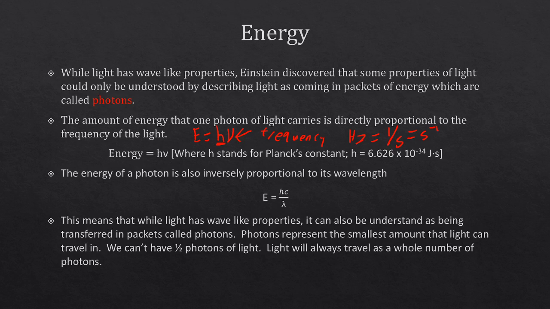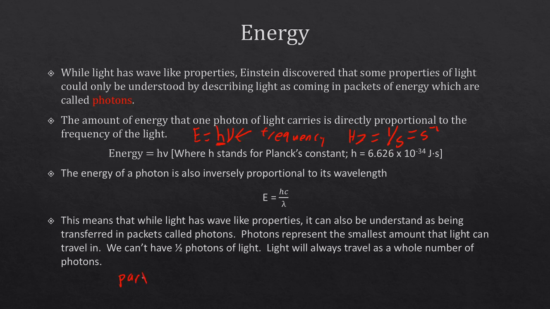What this means is that while light has some wave-like properties, it can also be understood as being transferred in packets called photons. So photons are going to represent the smallest amount of light that we can have travel at once. We don't have half a photon. Light is always going to travel as a whole number of photons. We're talking about how it's particle-like here, but we've also talked about waves. You'll sometimes hear this called particle-wave duality.